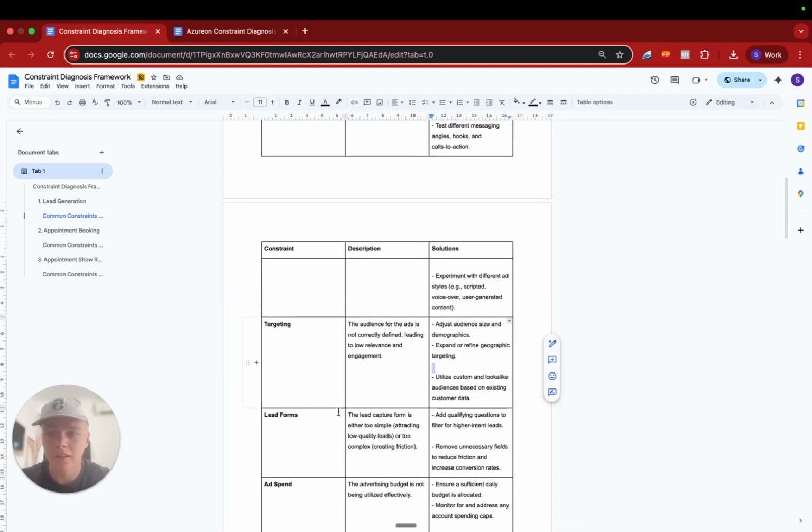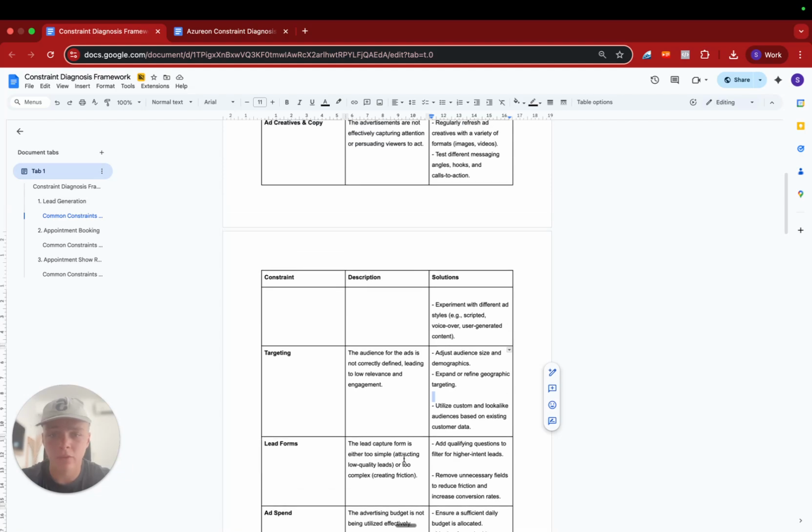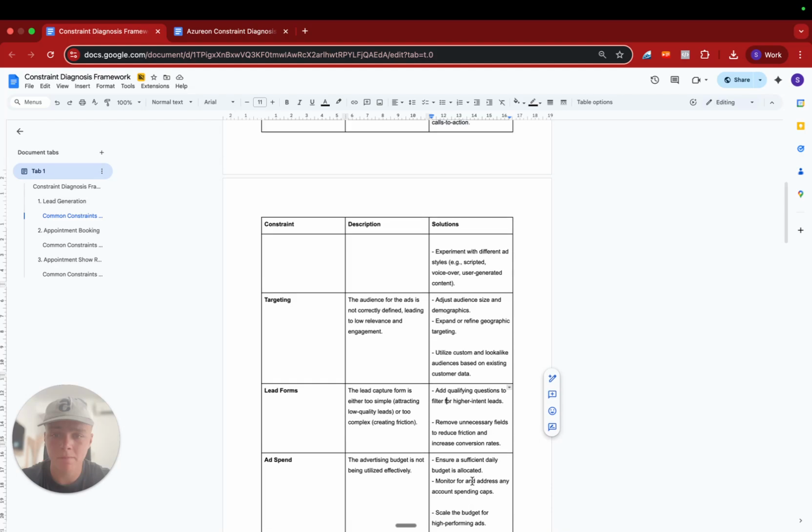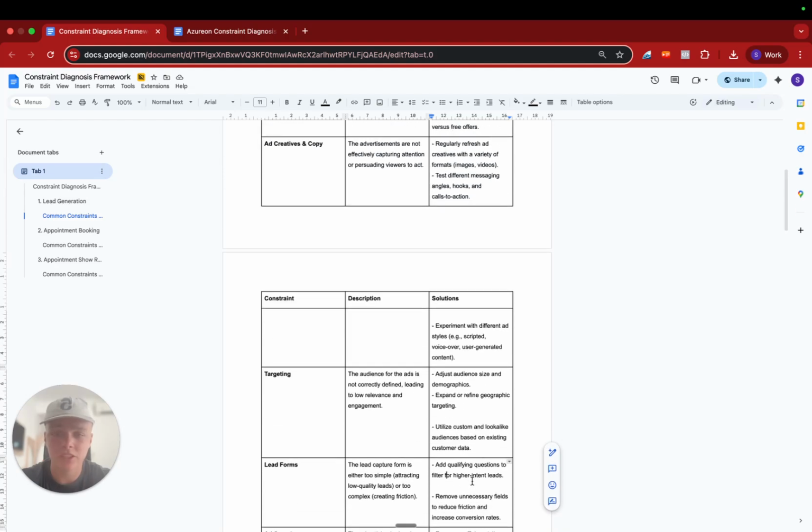All right, lead forms. Are we capturing lead forms? Have we added questions to the lead form, for example? Have we removed any unnecessary friction? You'll notice I talk a lot about friction. Friction just means how hard it is for that person to become a lead, how hard it is for them to book in. There are two types of friction, positive and negative.